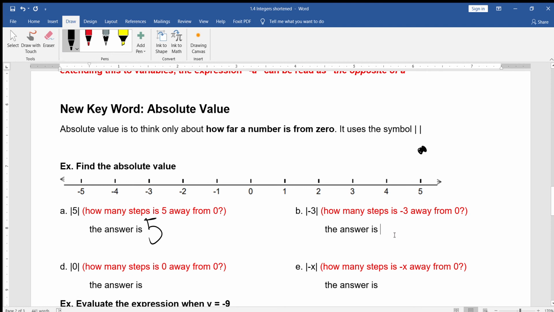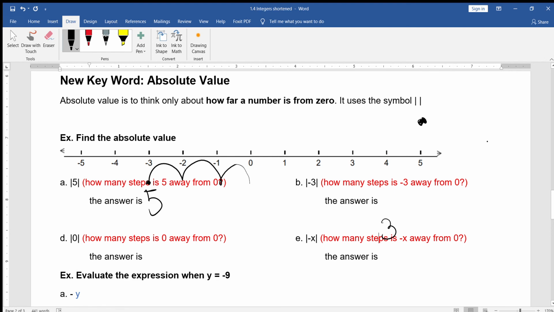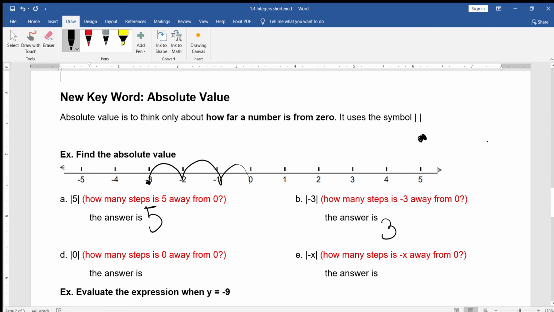Moving on, what is the absolute value of negative 3? Again, we're starting here. How many steps is negative 3 from 0? 1, 2, 3. That means the absolute value of negative 3 is positive 3. What is the absolute value of 0? How many steps is 0 from 0? Let's start. 0. That means the answer is 0. And last one, how many steps is negative x away from 0? It's going to be x. That's it. Essentially, the absolute value makes your answer positive.